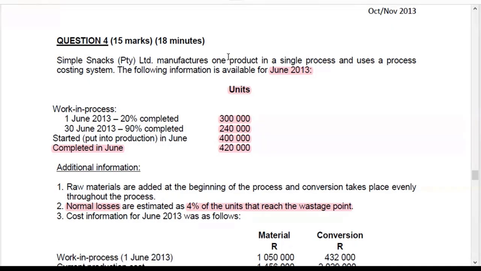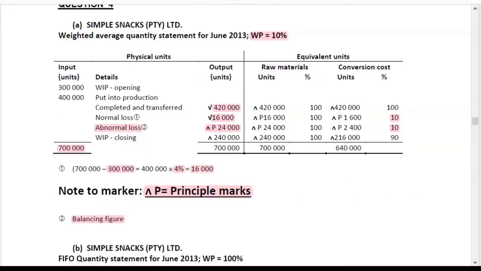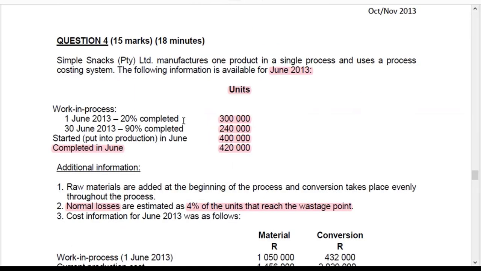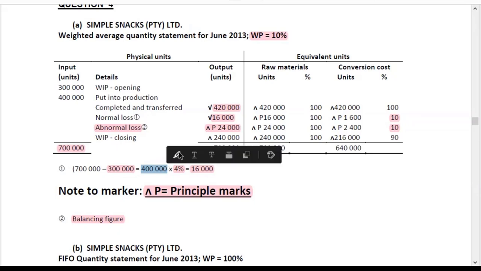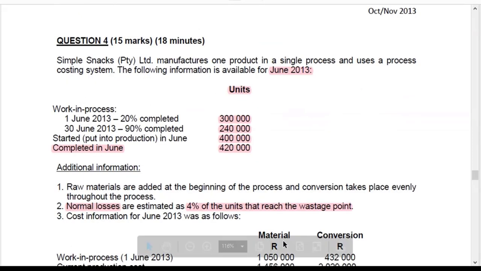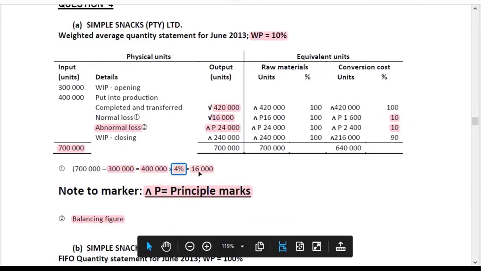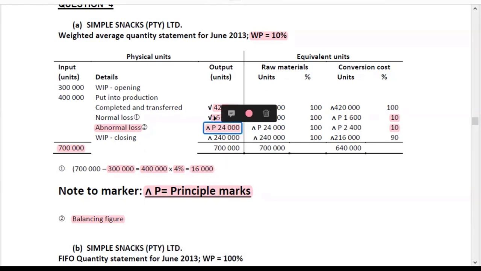Meaning it won't be subject to this loss. So what do you do? Do you keep or do you deduct? You deduct, because it's after. Then you come to your closing WIP. Was it before or was it after? It was after. So you keep. You don't deduct it. So as a result, you'll have 700 minus the one that you said you're going to deduct. Then units that will be subject to your loss is 400,000. Then you ask yourself, how much of these units am I going to lose? It's 4% because they told you that it's estimated to be 4%. Then it's your 400 multiplied by 4%. Then your normal loss is 16,000 and you put it here under your output column.